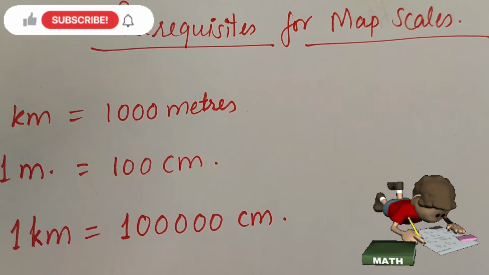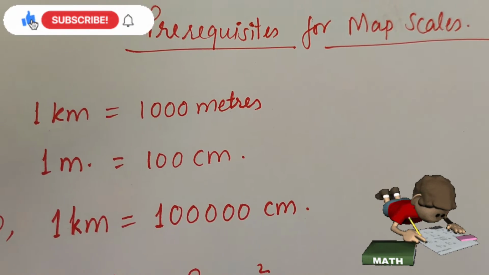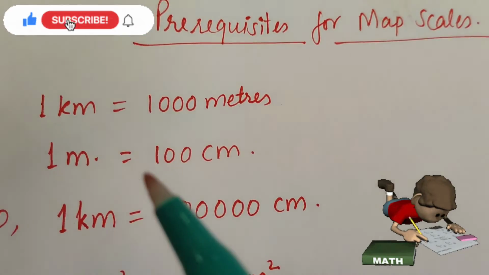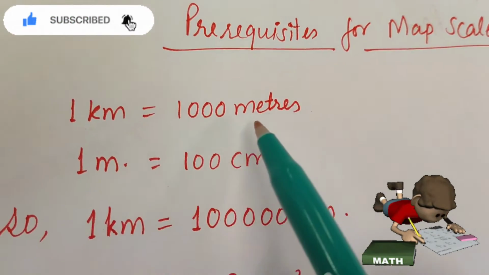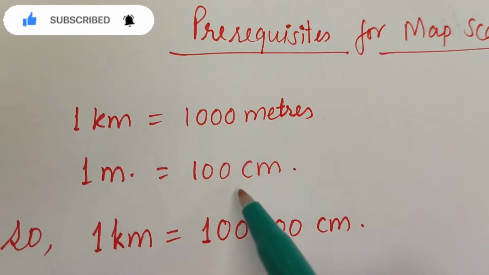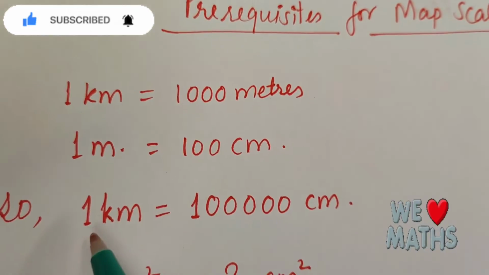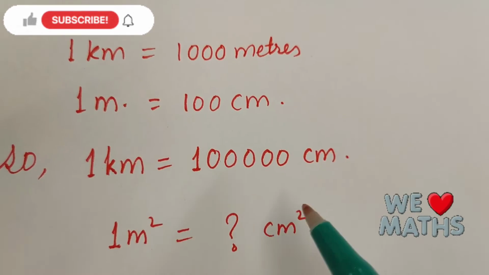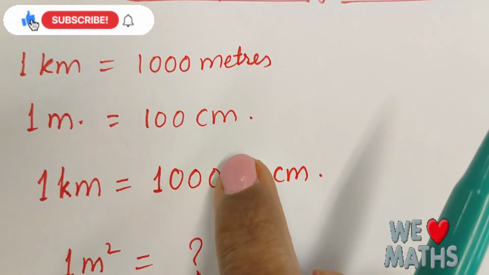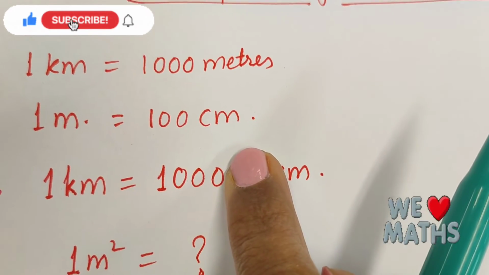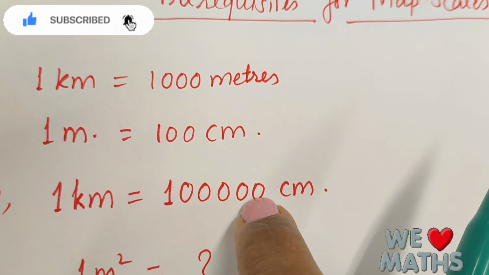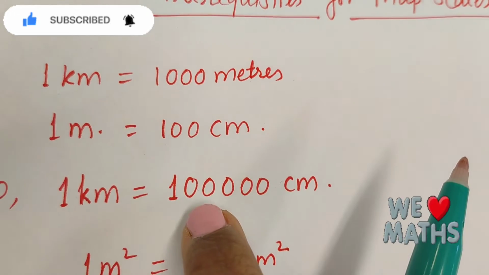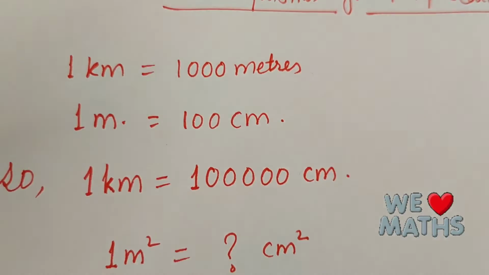Before we dive into map scales, I would like you to do some prerequisites which are shown here, which I will be discussing now. So 1 kilometer is 1000 meters and 1 meter is 100 centimeters. If you have to change 1 kilometer to centimeters, what do you have to do? 1 kilometer is 1000 meters, right? And to change it into centimeters, you just add 2 more zeros. So 1 kilometer is 100,000 centimeters.